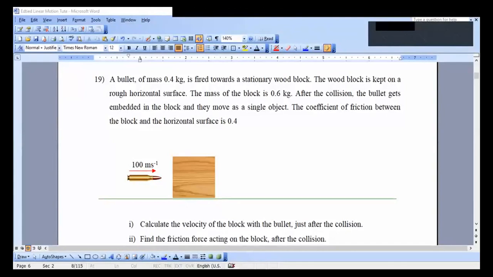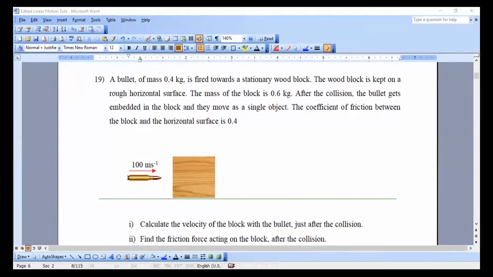A bullet of mass 0.4 kilogram is fired towards the stationary wood block. The wood block is kept on a rough horizontal surface. The mass of the block is 0.6 kilogram. After the collision, the bullet gets embedded in the block. They move as a single object. The coefficient of friction between the block and the horizontal surface is 0.4. Calculate the velocity of the block with the bullet just after the collision.